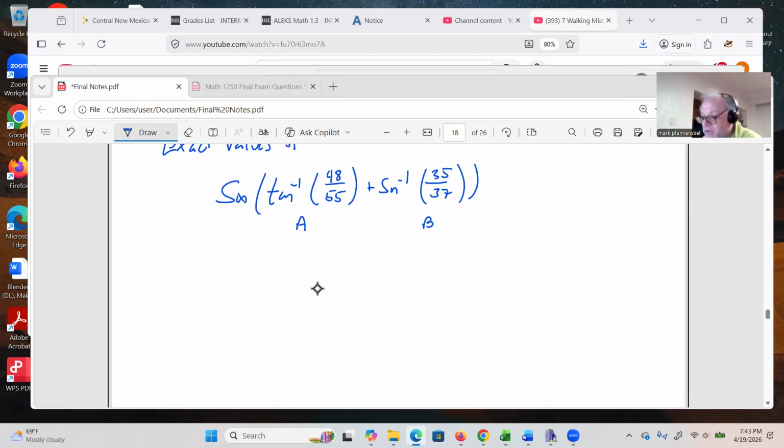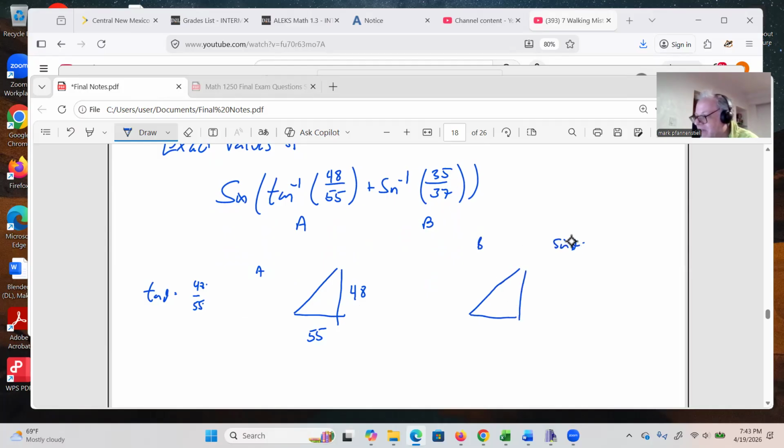So what we're going to do is draw a little picture here. We have a triangle A, and we're going to say that the tangent of this angle is equal to 48 over 55. Tangent is opposite over adjacent, so we have 48 and 55 here. For B, we'll label this one B, and we have sine of B equal to 35 over 37. This is opposite over hypotenuse, so this guy here is going to be 37, and this one here is going to be 35.